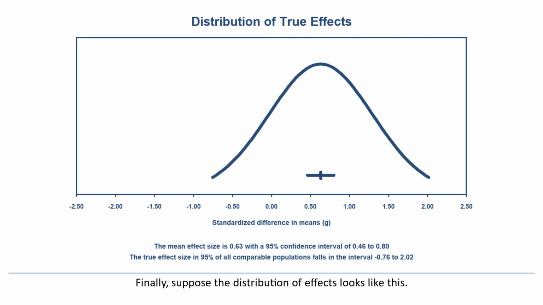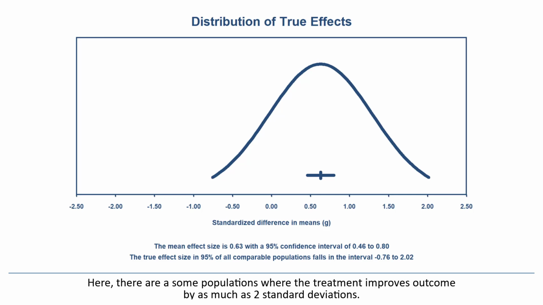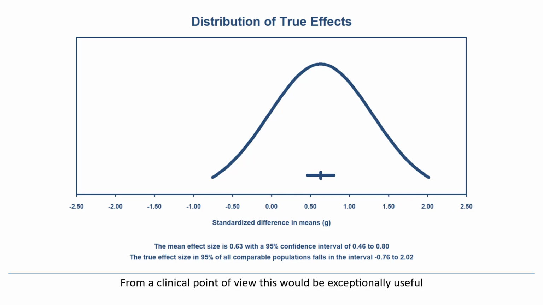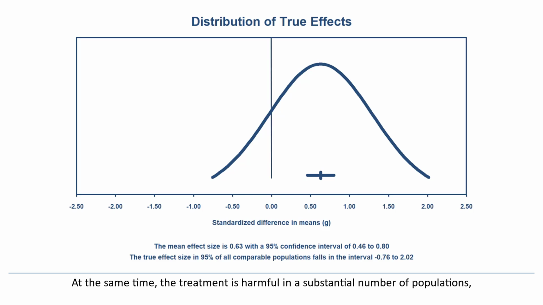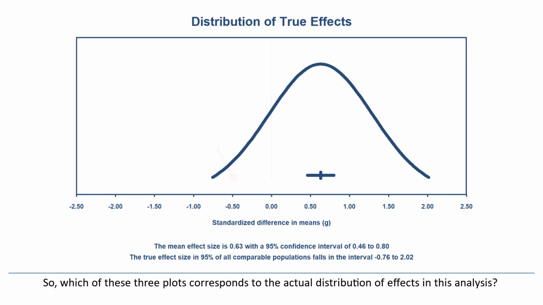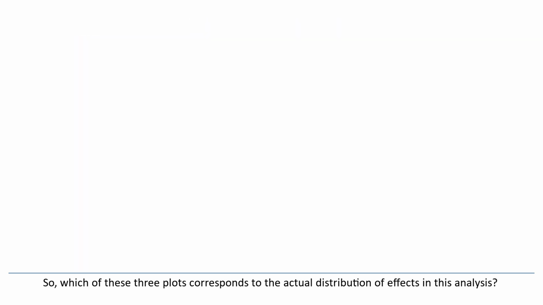And finally, suppose the distribution of effects looks like this. Here, there are some populations where the treatment improves outcome by as much as 2 standard deviations. From a clinical point of view, this would be exceptionally useful. At the same time, the treatment is harmful in a substantial number of populations, and in some cases, the harm is clinically important. So, which of these 3 plots corresponds to the actual distribution of effects in this analysis?